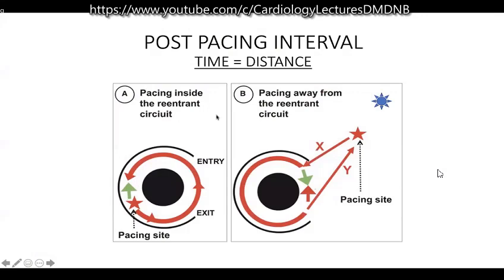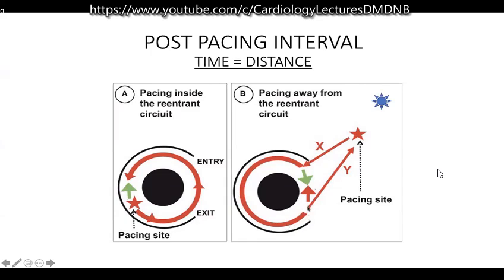One more concept I would like to introduce in entrainment is the post-pacing interval. Before I say some other characteristic of entrainment, what is a post-pacing interval? When I stop the entrainment, the important prerequisite is the tachycardia should continue. Between picture A and B, what is the difference? The stars represent the pacing site. Suppose you look at the picture on my right side, and I am pacing from here, I go this way, I entrain, and after I stop the entrainment, the native VT resumes.